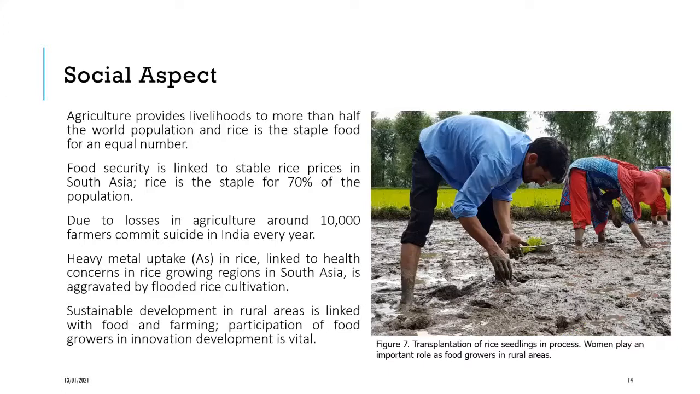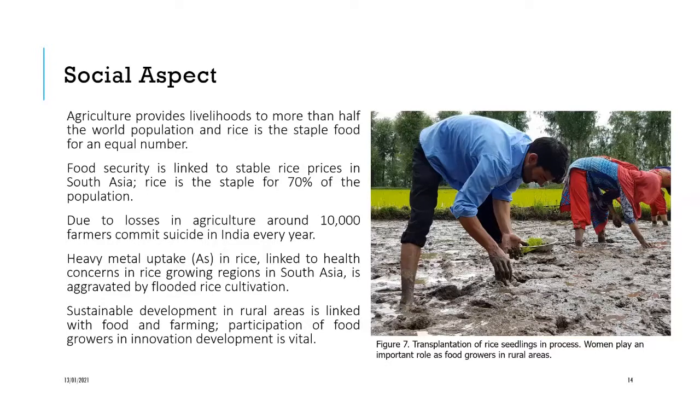Like we already talked about, agriculture provides livelihoods to more than half the world population, and rice is the staple food for an equal number. So food and livelihood, both are catered to when we talk about agriculture. And when we talk about food security in areas where agriculture plays a major role, for example, rice: in South Asia, rice is staple for more than 70% of the population. So when we talk about food security, we have to talk about the prices of rice grains. When we talk about the prices of rice grains, we have to talk about how the rice is grown. And when we talk about how the rice is grown, we also have to talk about the yield of the rice. If the farmers are not doing well, if the rice yield is not good enough, the prices will be higher and food security will be threatened, will be in danger.